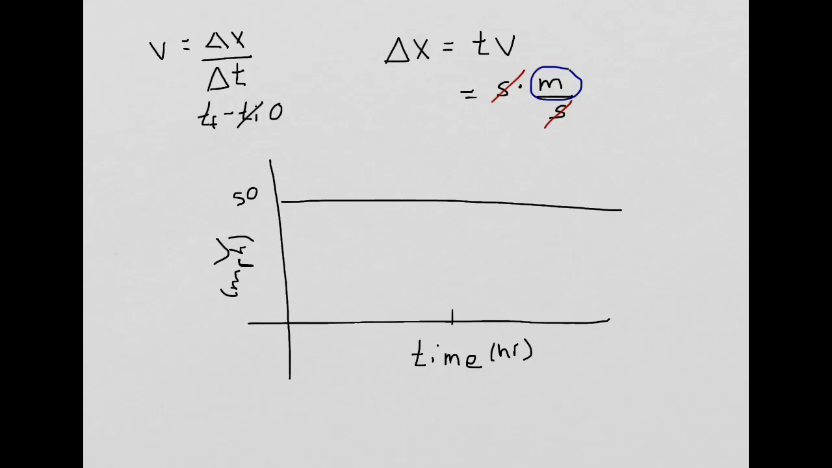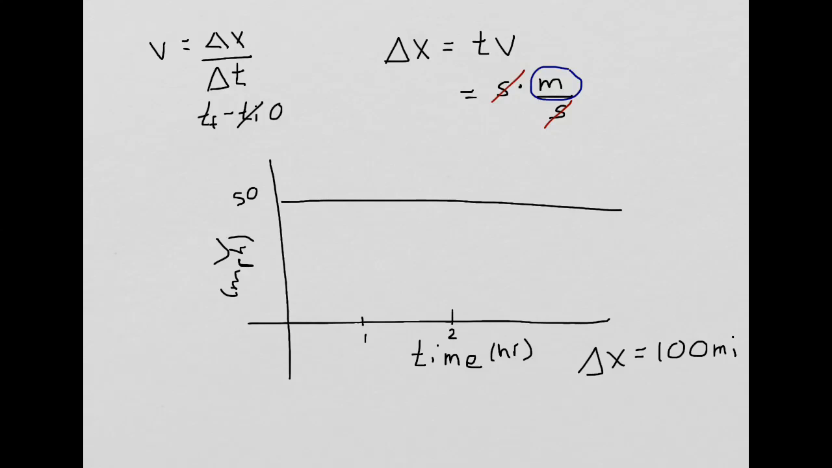After, let's say, 2 hours, I will have traveled, you would say your distance, or delta x, is 100. You just do 50 times 2, and that would be measured in miles. But here's an interesting relationship.